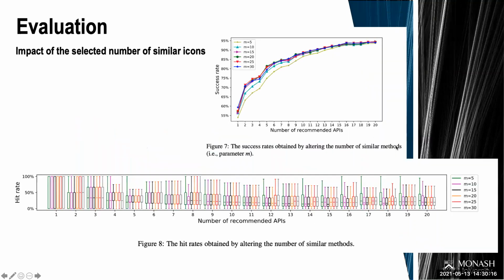And then we experiment to answer the question, does the number of similar icons selected for learning impact the performance of icon to code? Our results show that the number of selected icons indeed impacts the performance of icon to code when it is small. Well, when the number reaches a certain threshold, the impact tends to be marginal.